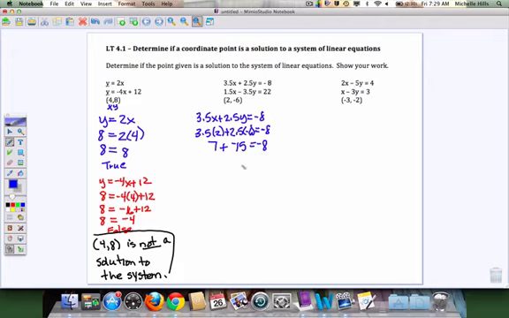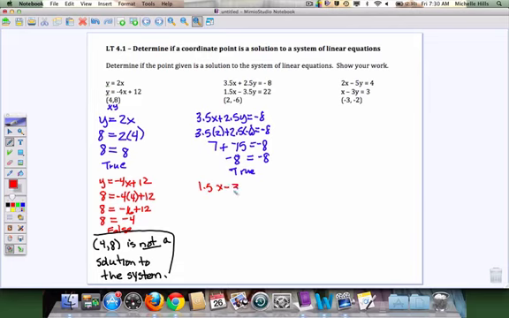Please use your calculators to help you with these. And then 7 plus negative 15 is negative 8. And negative 8 does equal negative 8, which means that's a true statement. So if I graph the first line, that point is on that line. Checking to see if it's on the second line.